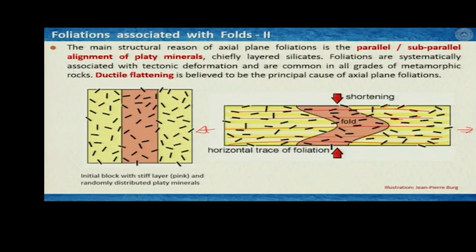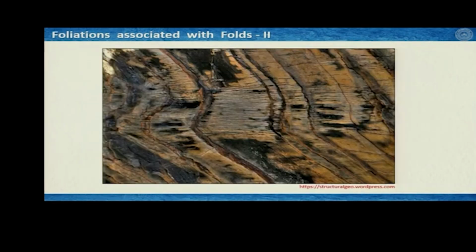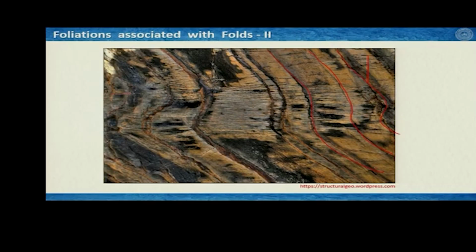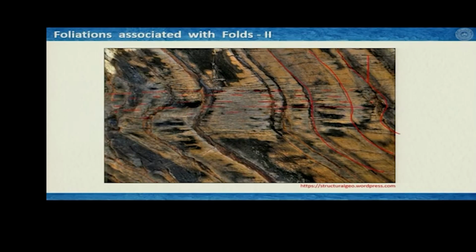We will have a look at some photographs. The first one, as you can see, these are your primary foliation, and the primary foliations are curved, so they got folded, and we certainly see a series of continuous cleavage developed here. Okay. So, these are your axial planar foliation.